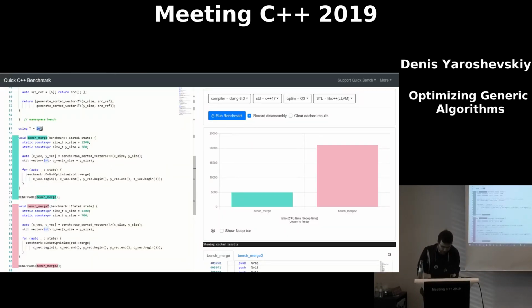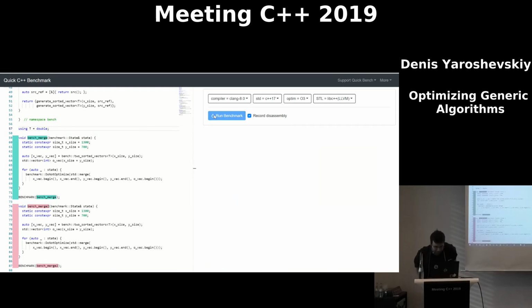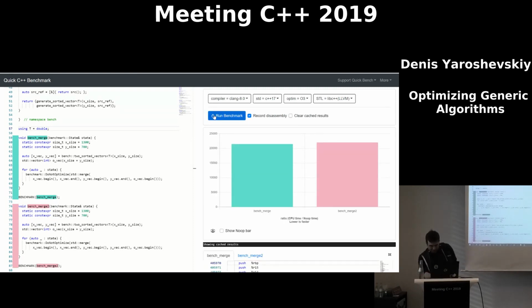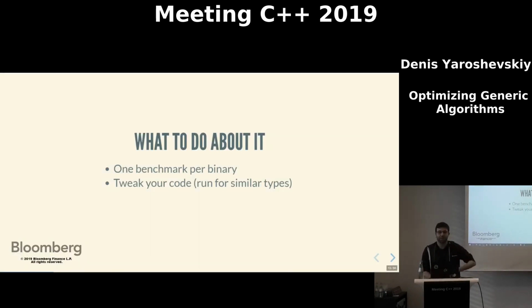So in this case, I'm going to run for doubles, and let's hope this works. It takes a while to run. Yeah, so the difference is noise. It went away, right? So use multiple different similar types with similar properties to test your algorithm.